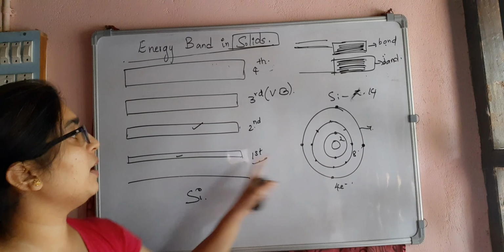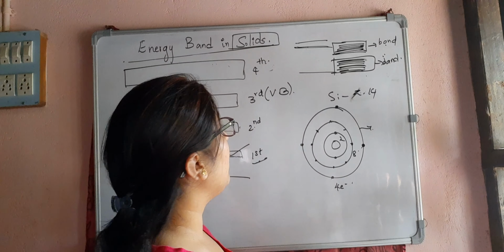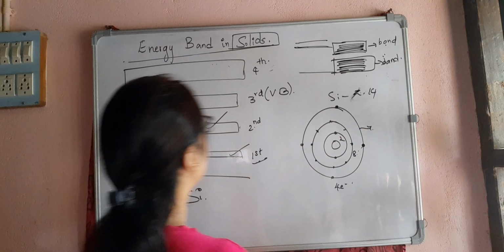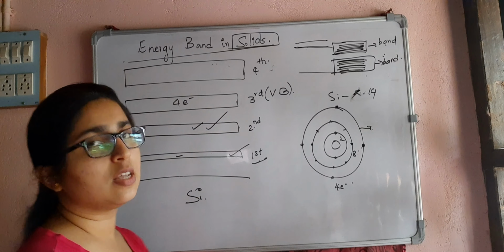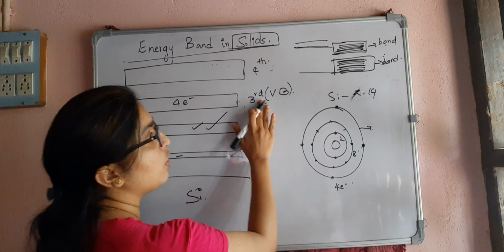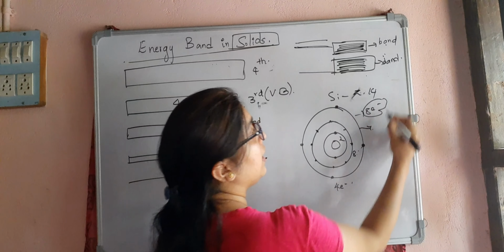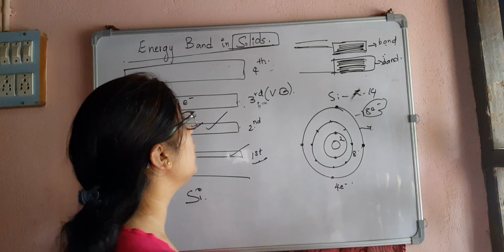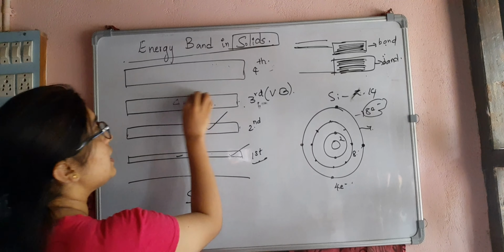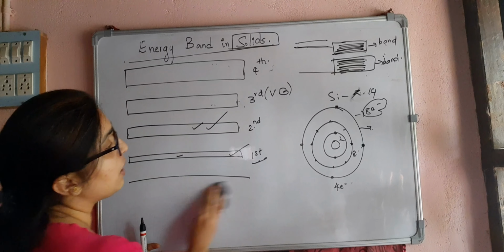See, the first band, meaning the first orbit, has 2 electrons and it is completely filled. Second band, 2s plus 2p, that is 8 electrons. This is also completely filled. But the outermost orbit has only 4 electrons, whereas it can hold up to a maximum of 8 electrons. So it is not completely filled in case of an isolated silicon atom. But if you consider solid silicon, the valence band is also completely filled.